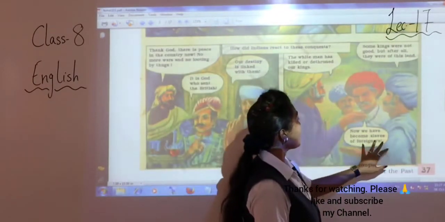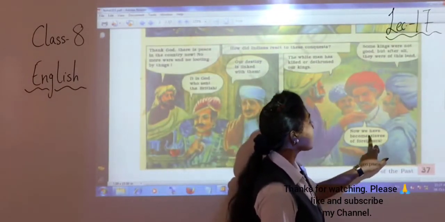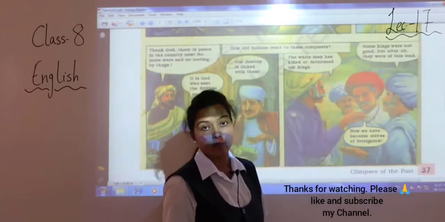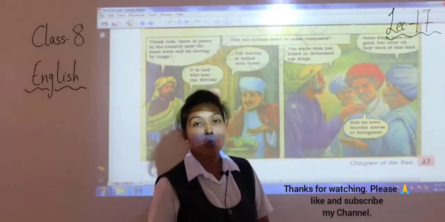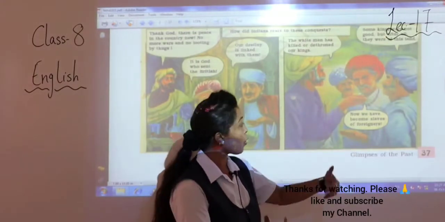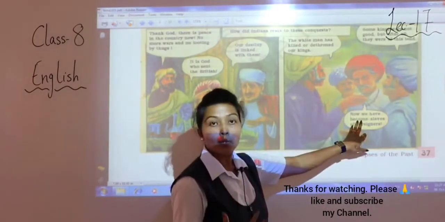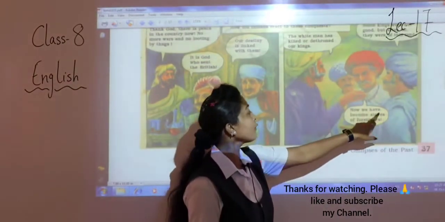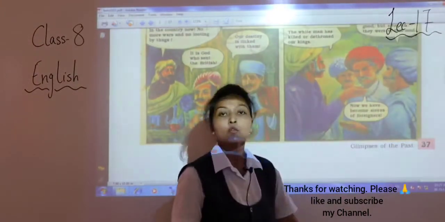Now we have become slaves of foreigners. Slaves, that means we can say the servant which is owned by any owner. So now the Britishers are owning us. So now we have become slaves of foreigners.